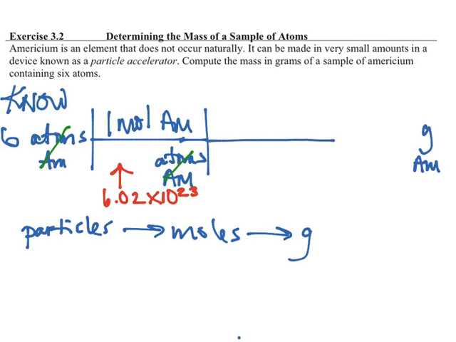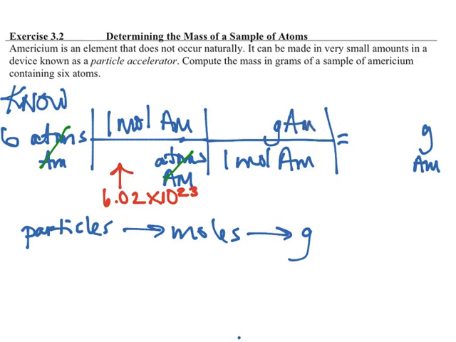Now I can move on to my second step. So now I have to get moles to turn into grams, and that's where I'm going to use the periodic table. So I know that my moles is going to have to be diagonal, so 1 mole of Am is going to be on the bottom, and now I'm going to use my periodic table to help me with the mass of americium.